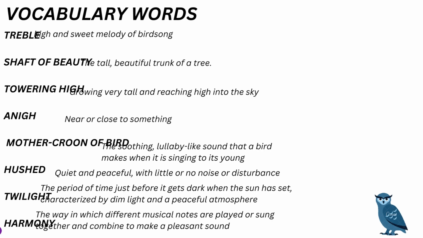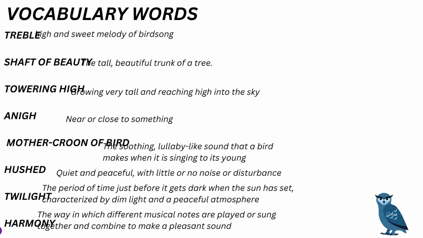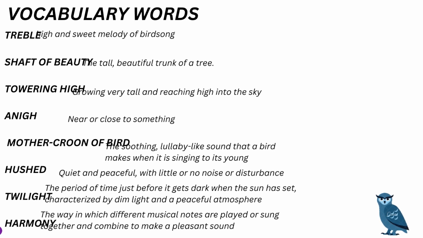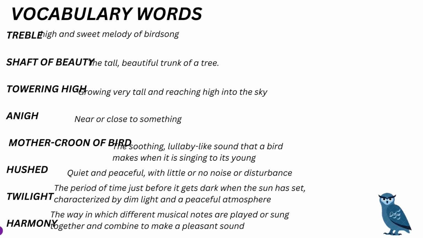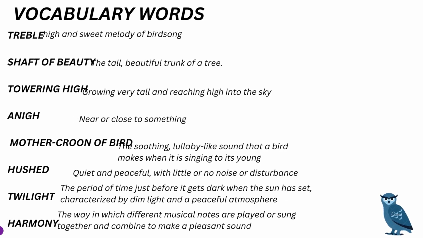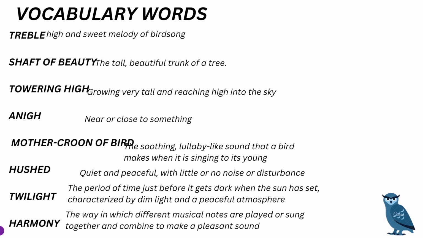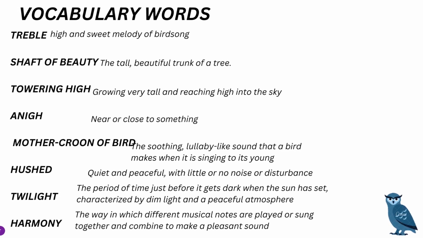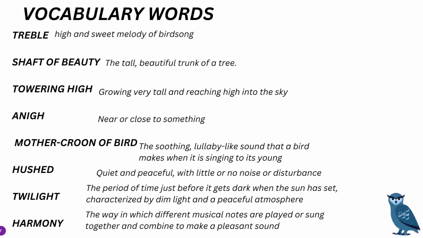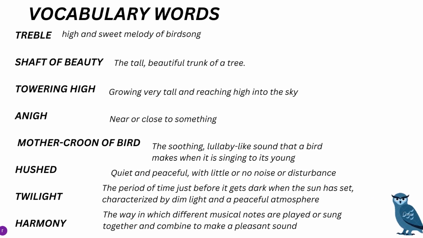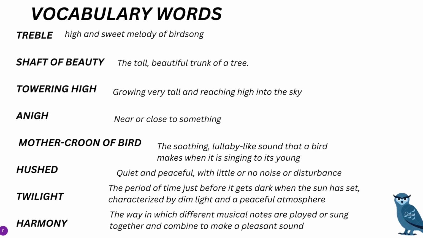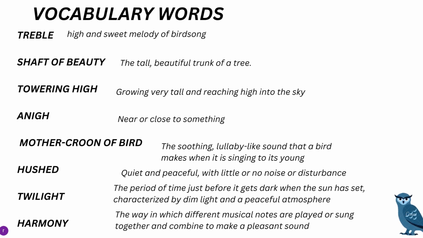Before we jump into the poem, children, first we need to understand the main vocabulary that has been used in this poem so that you can understand the poem better. We need to understand the meanings of these words first. So, what do you think the first word treble means here? It means a high pitched musical sound or voice. Next, shaft of beauty. It is the tall, beautiful trunk of a tree. Towering high. That means growing very tall and reaching high into the sky.